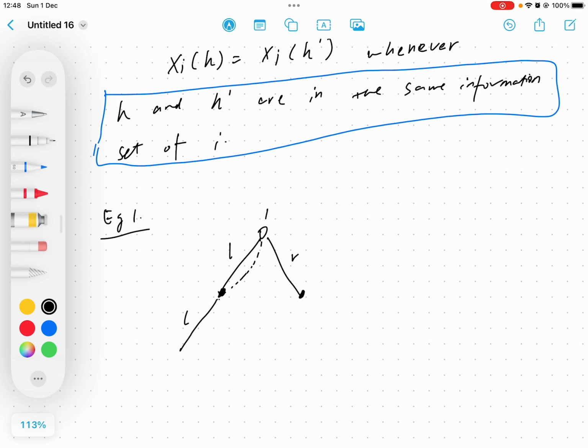And this would be L or R, okay? And with some payoffs. So, and we can just move this one to here, okay? So player 1 gets to move twice. So there's only one player.